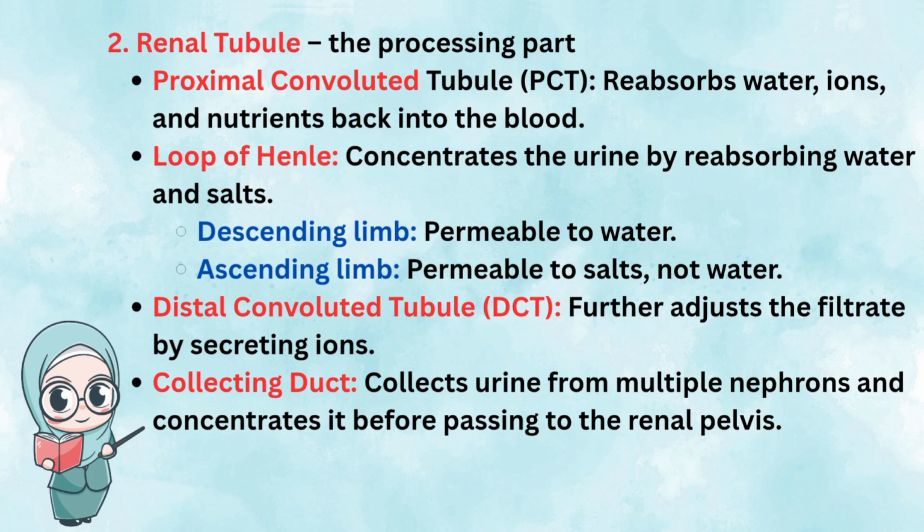Renal tubule, the processing part. Proximal convoluted tubule, PCT, reabsorbs water, ions, and nutrients back into the blood. Loop of Henle. Concentrates the urine by reabsorbing water and salts. Descending limb. Permeable to water. Ascending limb. Permeable to salts, not water. Distal convoluted tubule, DCT, further adjusts the filtrate by secreting ions. Collecting duct. Collects urine from multiple nephrons and concentrates it before passing to the renal pelvis.